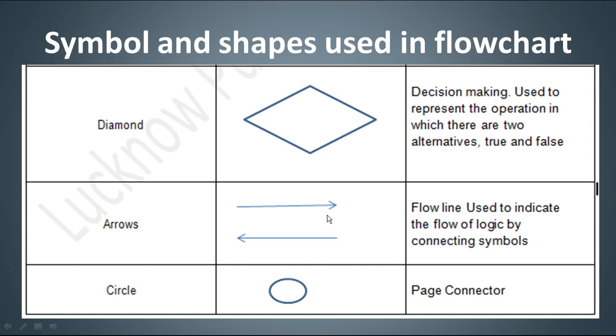Now arrow, the arrow represents the flow of the data. Clear? So direction of the flow of the data is easily represented with the help of these arrows.